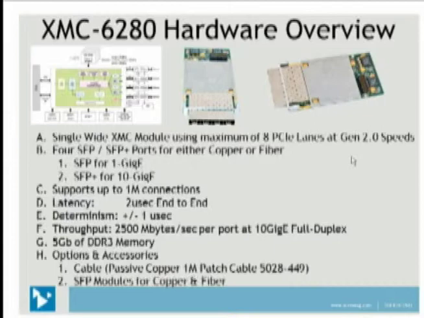And then we have our options and accessories that are available. We will have a passive copper 1 meter patch cable available, and then SFP modules for copper and fiber. Those are the 1 gigabit modules. And then, I'm sorry we don't have them in here, but we also have SFP+ modules coming, and those will be in copper and fiber as well. There are short reach and long reach available.